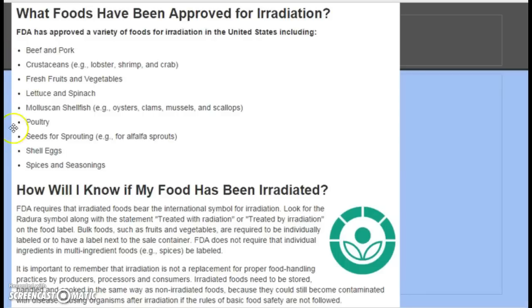So here's a list of foods that you may have eaten that have been irradiated. And how would you know? Well, if you look at the label, it's going to have that symbol and the statement, treated with radiation or treated by irradiation. So you can look through that.